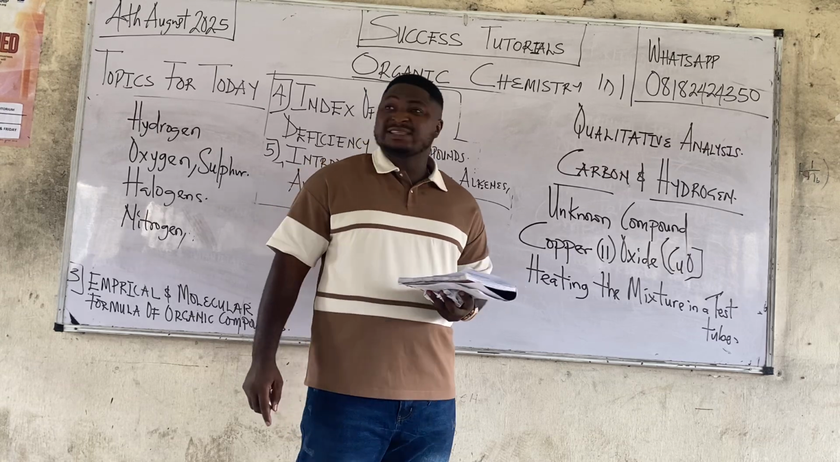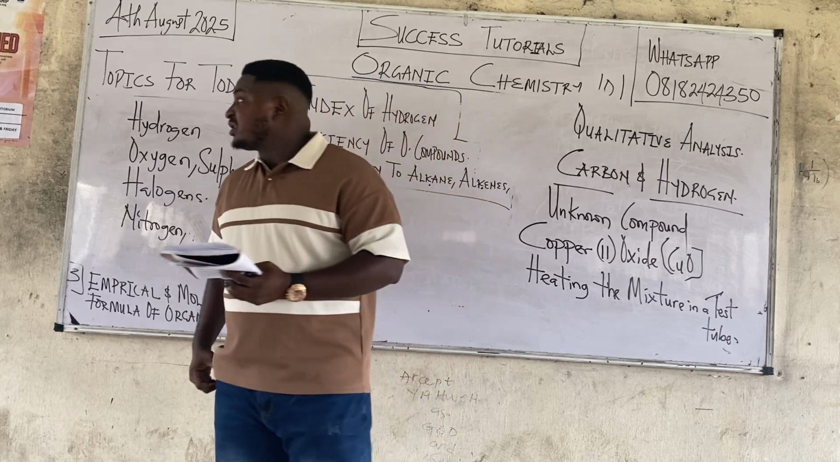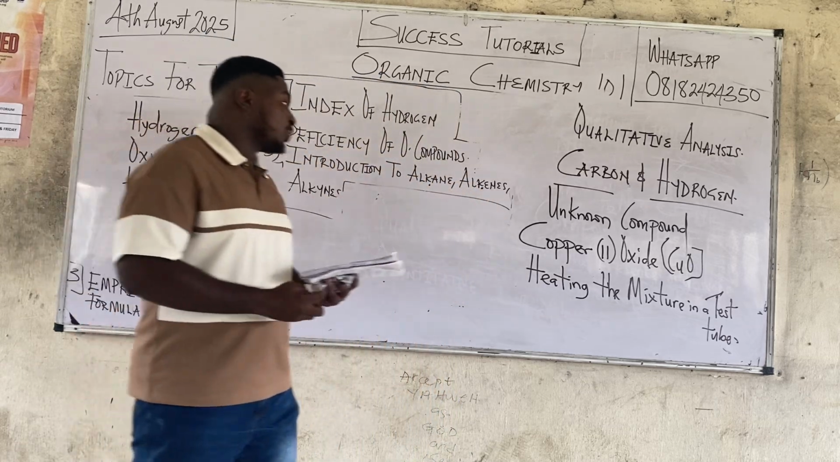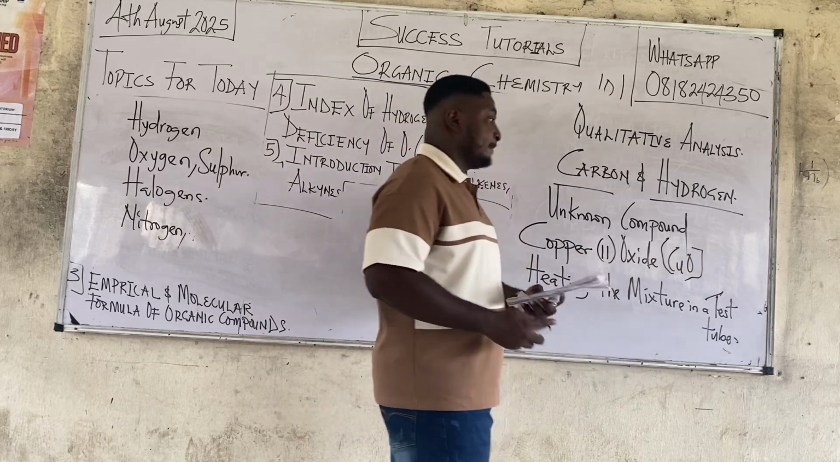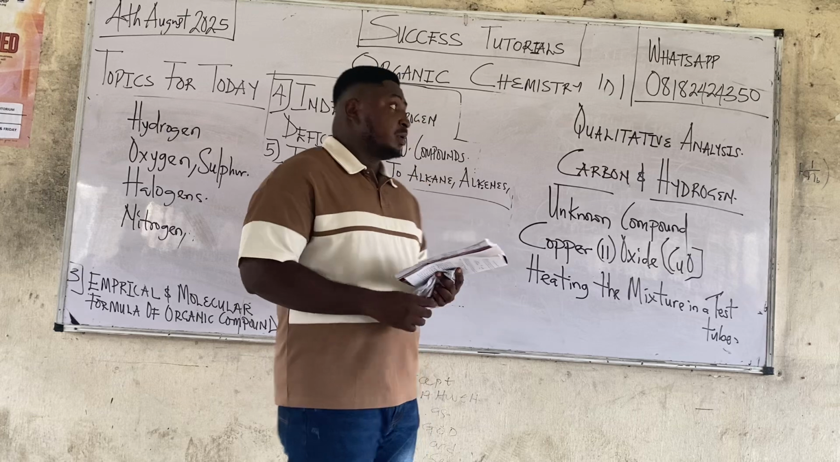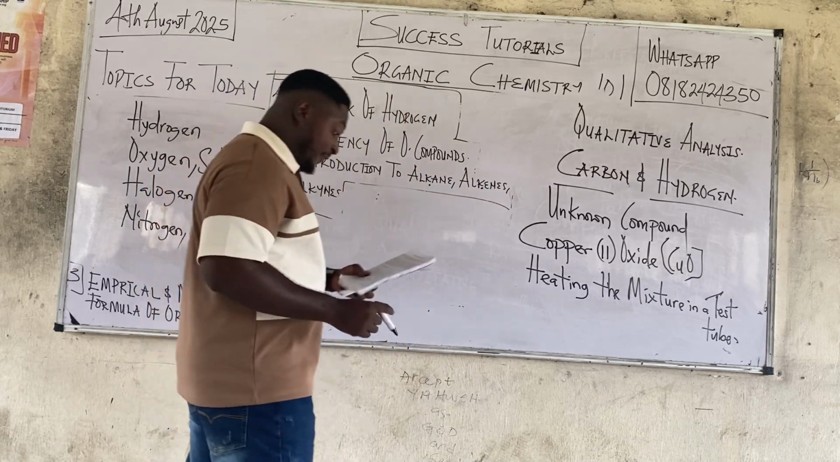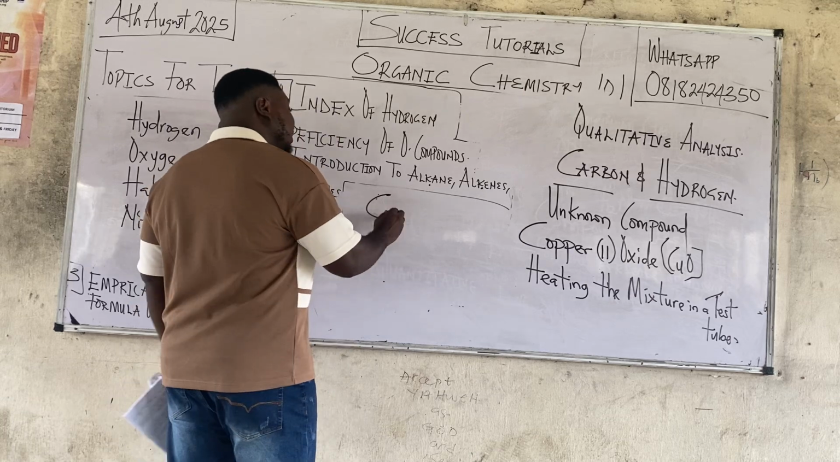The unknown organic compound is estimated by what? By mixing the known weight of the compound with dry copper(II) oxide. What's copper(II) oxide? CuO. And heating the mixture in a what? Test tube. Write down: if carbon is present, it oxidizes to carbon dioxide.